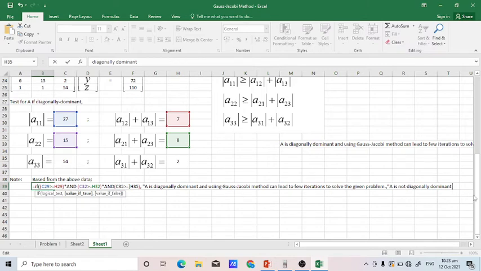A is not diagonally dominant and performing Gauss-Jacobi iteration or method is discouraged. Ayan. Okay? Alright, so we can proceed.